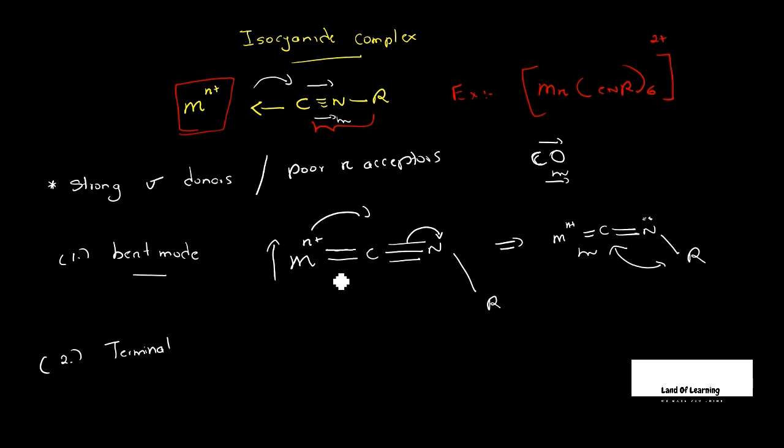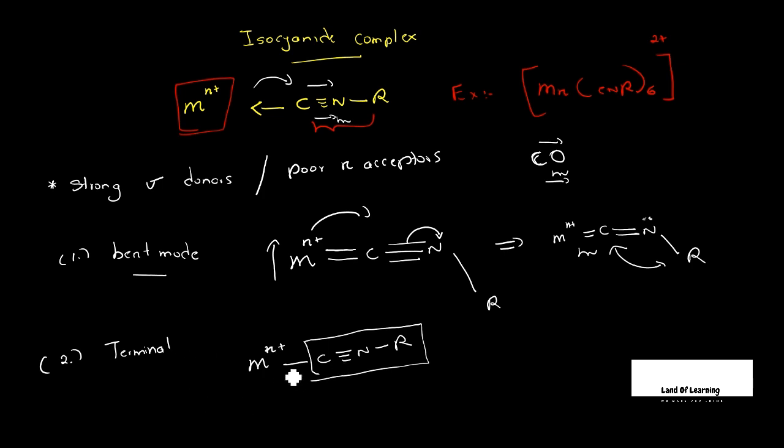So when our isocyanide ligand is forming a bond with our metal center, let's say our metal center is very low on electron density, so it cannot perform the backbonding. So only a sigma bond will be present between the carbon and metal center. So the three bonds will be there between the nitrogen and carbon, which makes this a linear ligand. This is why we call it terminal mode of bonding.